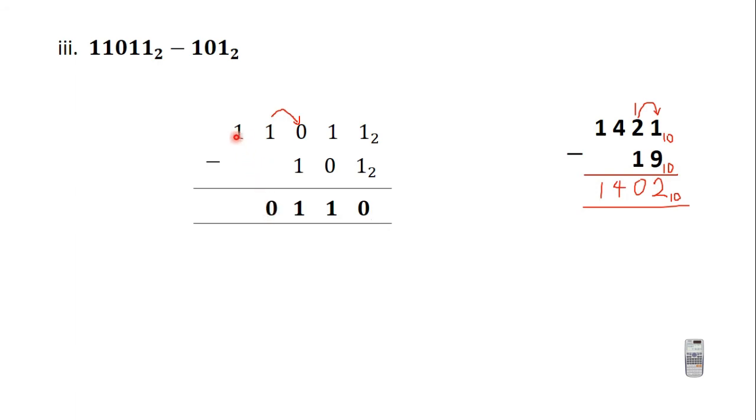Now we have 1 here, so 1 minus 0. We don't have any number here, so it means it's 0. So 1 minus 0 will give us 1. Don't forget that we are working in base 2.